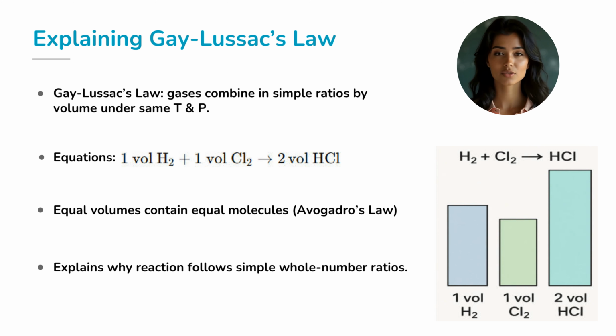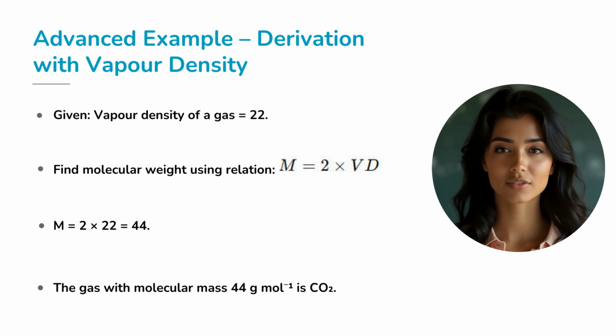It's like a perfect recipe. For every one volume of hydrogen, you get two volumes of hydrogen chloride. This whole number relationship is a beautiful example of how molecular volume is related to the number of molecules involved, and it's all based on the principles of Avogadro's law. Let's take a look at an advanced example.